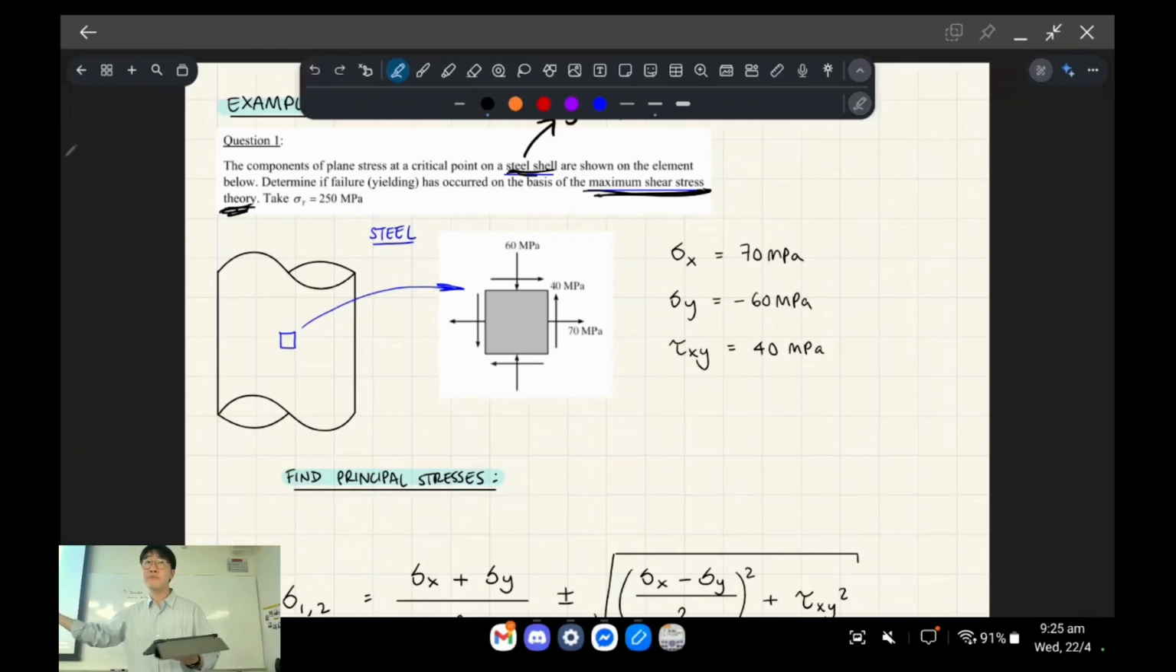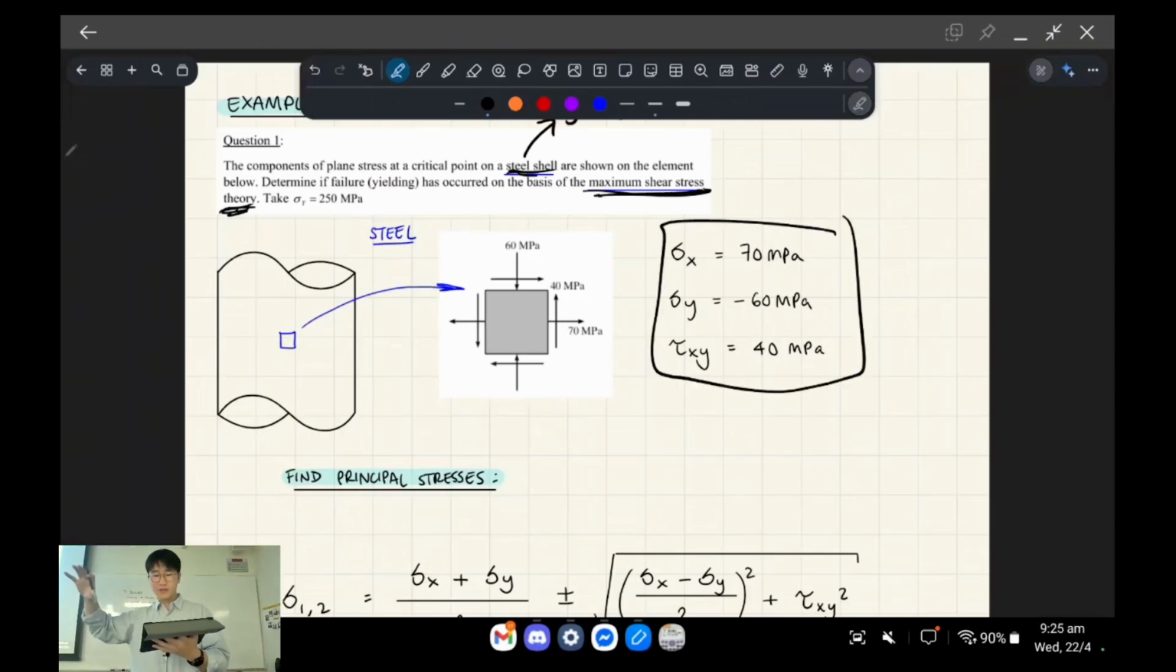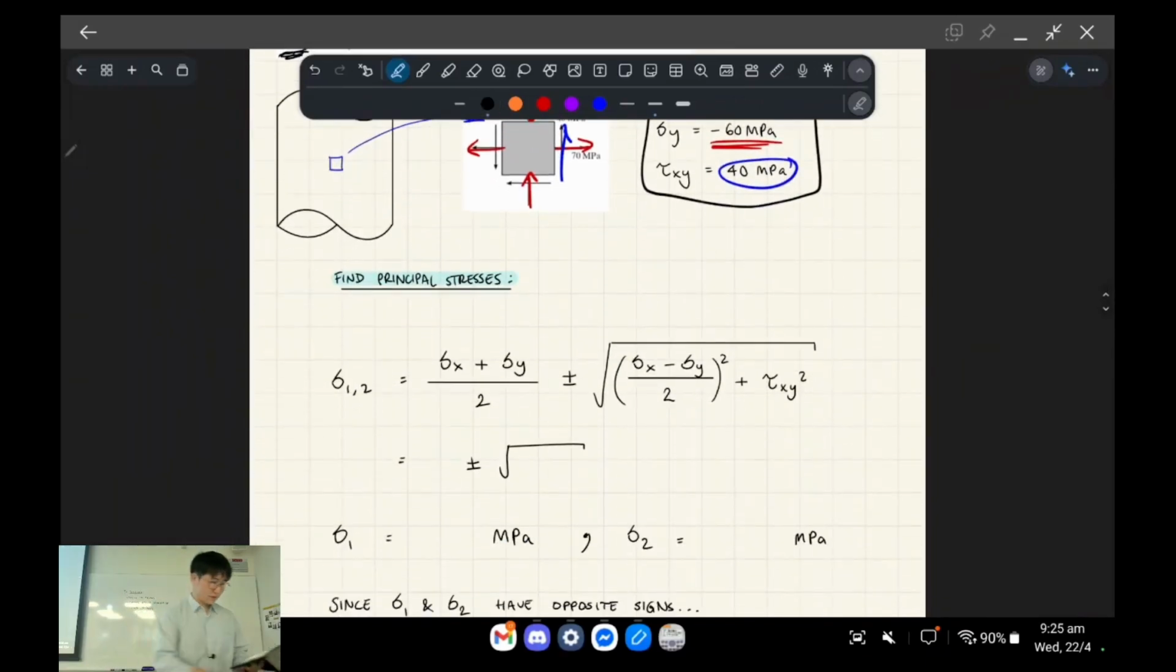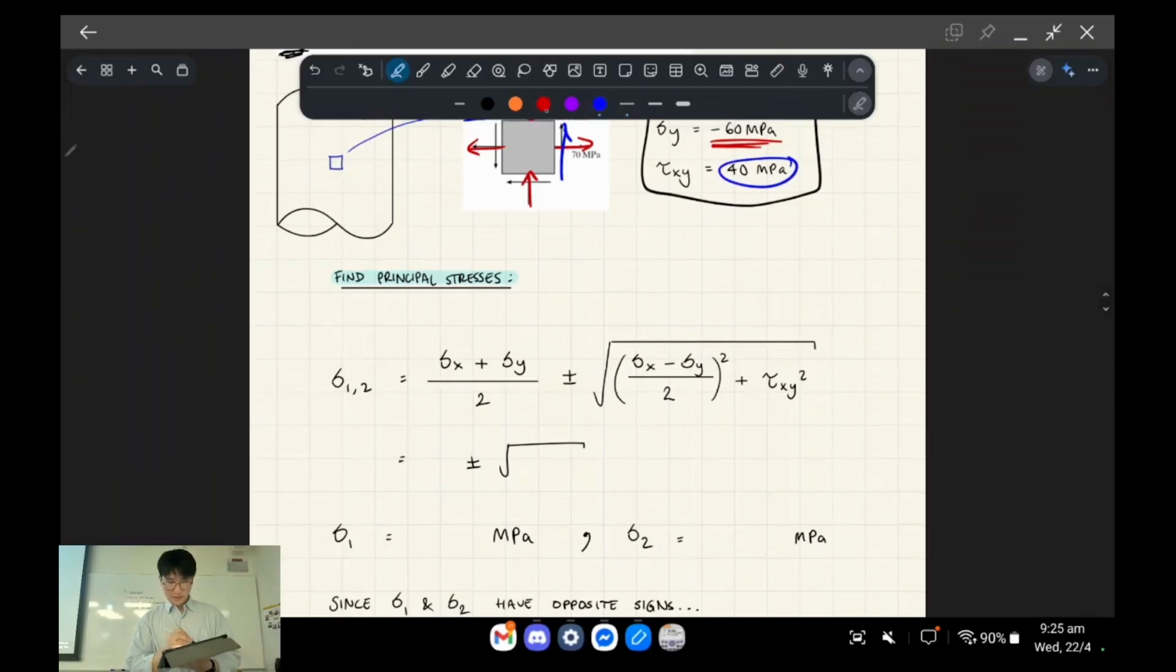It's a plane stress element, and we can back work all these values by looking at it, right? If you remember from week 2, looking at this, tension being positive in the x direction gives you 70. Compression being negative in the y direction gives you negative. And the shear pointing in the top right corner gives you a positive shear value, right? So the first thing we're going to do is plug our numbers into the principal axis formula. This week, by the way, is incredibly straightforward.